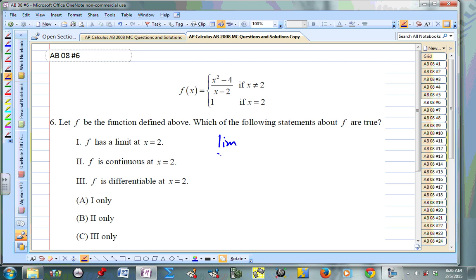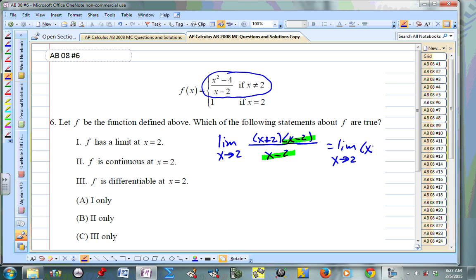The limit, as x approaches 2 from the left and from the right, will be found by using this first piece. This is where the function is defined when x is not equal to 2. In other words, when x is approaching 2 from the left and from the right. Direct substitution will fail if we try putting 2 in for x, so let's factor. We get x plus 2, x minus 2 in the numerator, x minus 2 in the denominator. And the factors of x minus 2 eliminate each other.